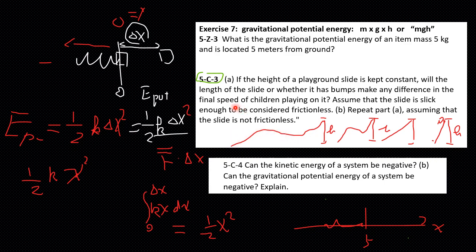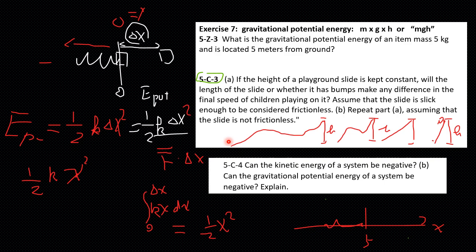Will the final speed be the same? The answer is yes, if we assume it's frictionless. Talking in terms of energy conservation, all the energy the kid has is gravitational potential energy, which is mgh. As long as the height is the same, whatever the path, as long as energy is not lost into heat, the kid will have the same final speed.